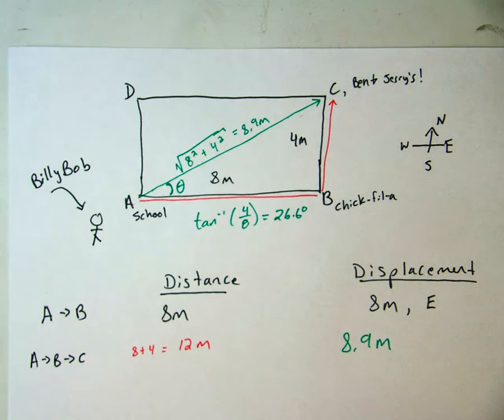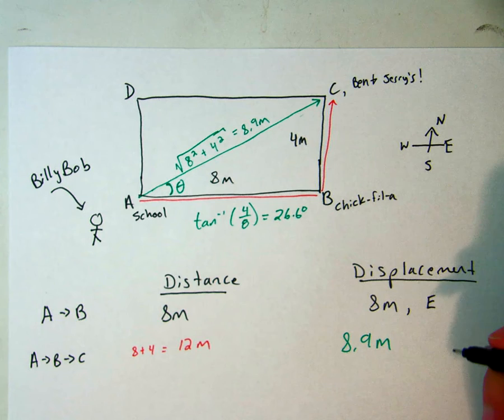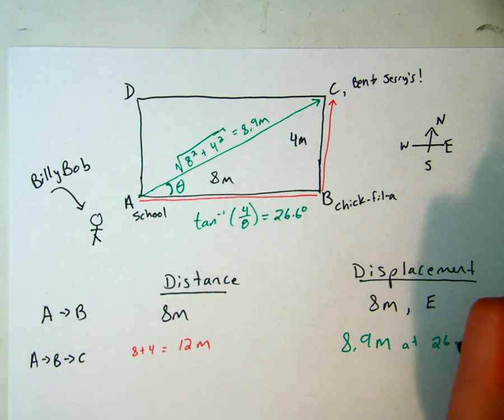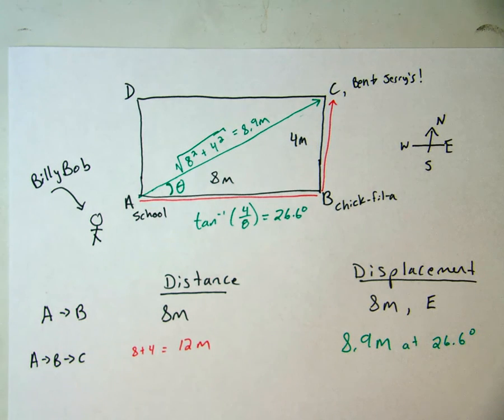degrees. Once again, if you're not quite up to speed on trig, no worries. We're going to build that into the course and get some practice in class. Plus, there's some links on my website that can help walk you through those. So the most precise answer for our displacement would be 8.9 meters at 26.6 degrees.